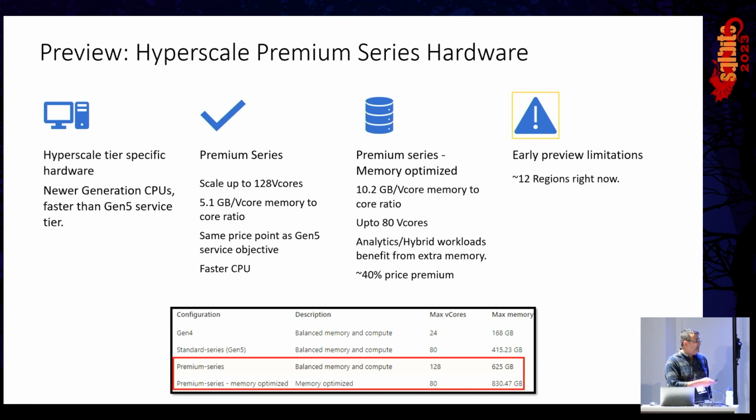Right? So what you'll see on the portal is really Premium Series or Premium Series memory optimized. And then Gen 5, which is existing, is called Standard Series now. Gen 4 is, for all practical purposes, deprecated. So you shouldn't see this choice anymore. It's deprecated. I think 31st March is the last day you can have a Gen 4.